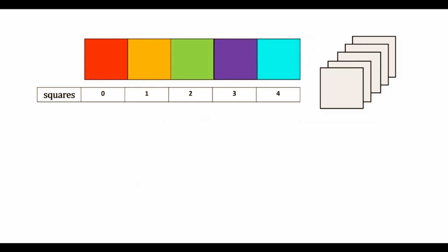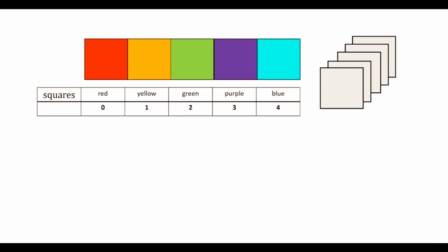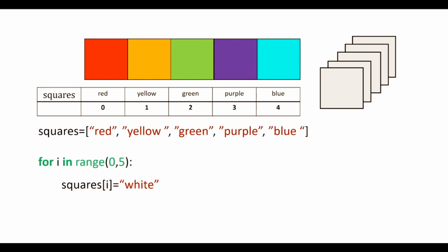If we are going to perform a similar task in Python, we cannot use actual squares. So let's use a list to represent the boxes. Each element in the list is a string representing the color. We want to change the name of the color in each element to white. Each element in the list has the following index. This is the syntax to perform a loop in Python.